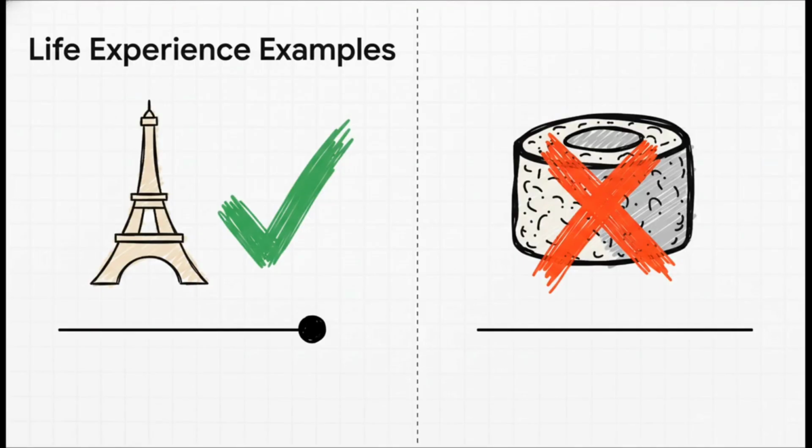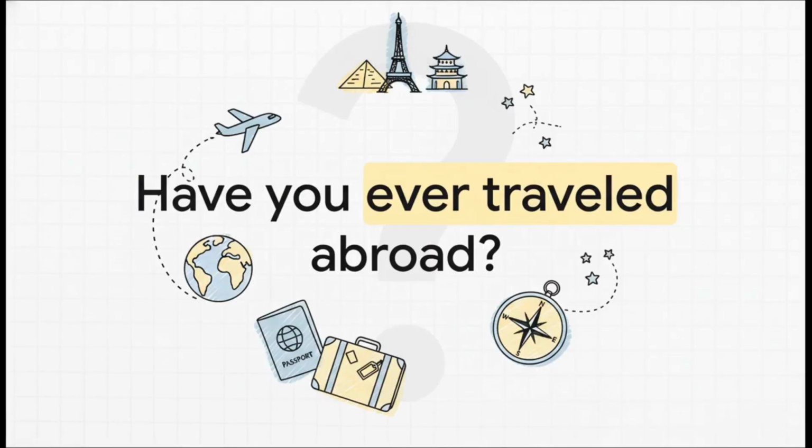And it works for things you haven't done too. "She has never eaten sushi." That's a fact about her entire life from the day she was born right up until this moment. That's why you hear words like ever and never pop up so much here. So let me ask you directly. Have you ever traveled abroad? See, just by asking that, I'm using the present perfect. And your answer, whether it's "yes, I have" or "no, I haven't," is a perfect example of using this tense to talk about your life experiences.